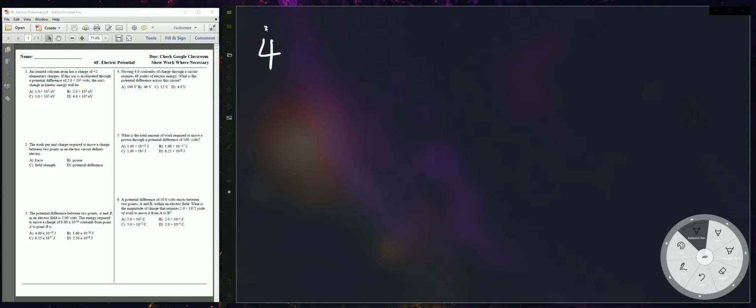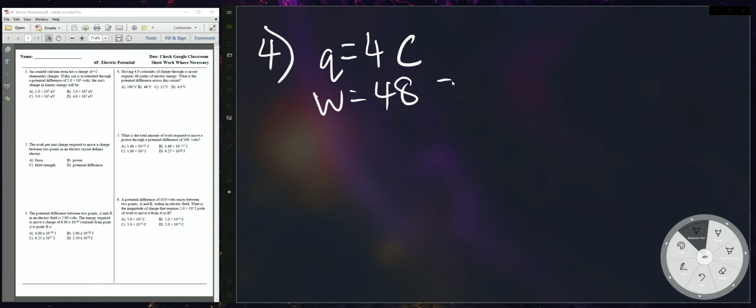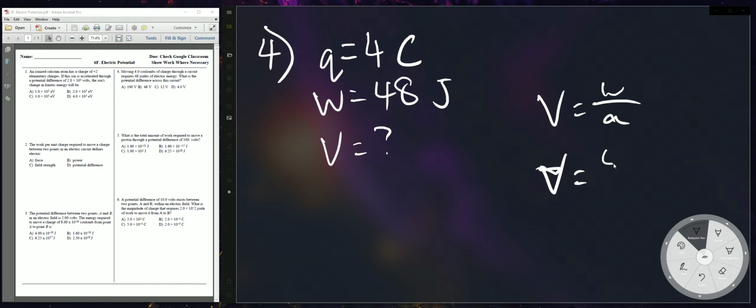Number 4. Now, moving 4 coulombs of charge requires 48 joules of electric energy. What's the potential difference? So V is W over Q. V is 48 divided by 4, and you're going to get 12 volts, so C.